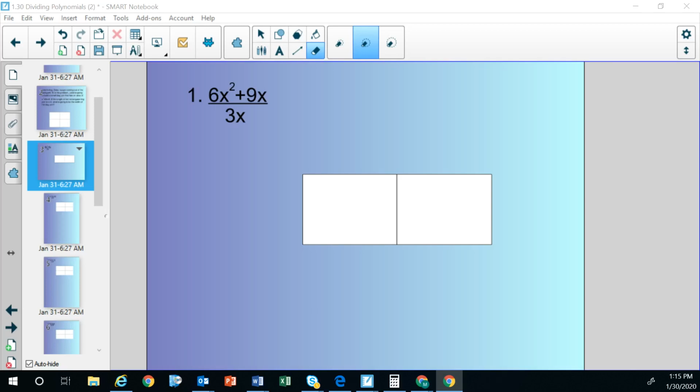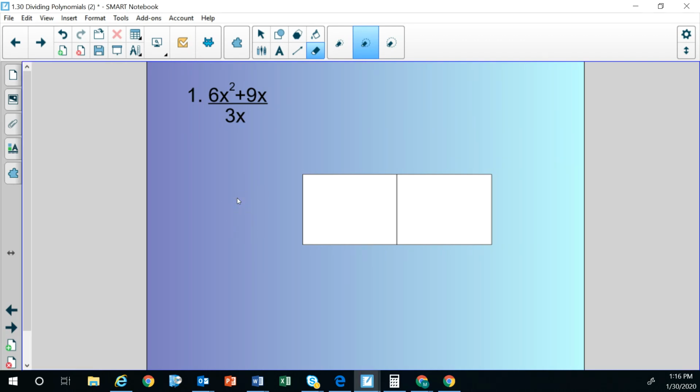Alright guys, so this video is on dividing polynomials. And we're using the box method, and the steps are similar to what we did when we multiply polynomials, right? So here we have a binomial being divided by a monomial. And so I'm going to place my 3x right next to the box. Start with that. So my 3x is going to be on the side.